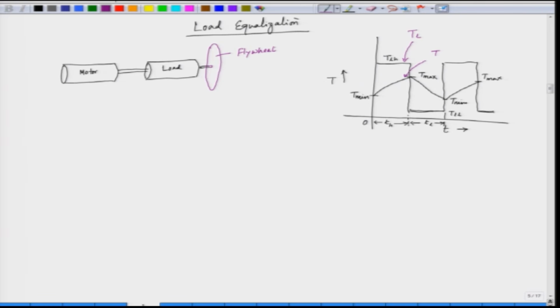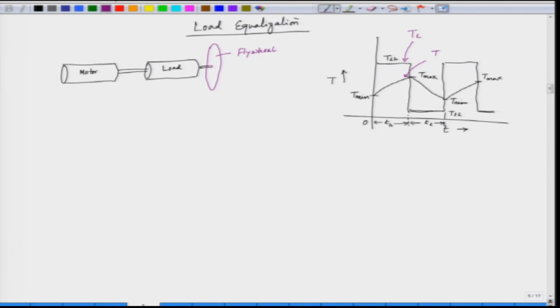Now, what does a flywheel do? The flywheel equalizes the load. It means, although the torque variation is up and down, the variation of the motor torque is not as severe as the load torque. So, the differential amount is supplied by the flywheel. So, what does this flywheel do? The flywheel increases the effective inertia of the system.